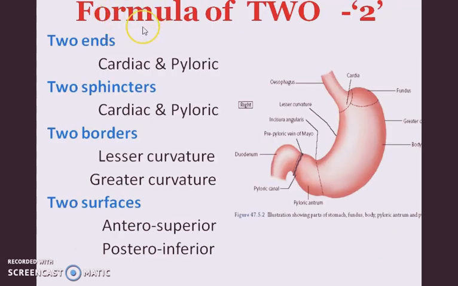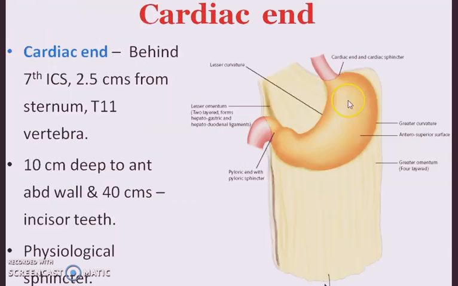External features of stomach can be remembered by a formula of 2. It has 2 ends, cardiac end and pyloric end. It has 2 sphincters: cardiac sphincter located at cardiac end and pyloric sphincter located at pyloric end. It has 2 borders: lesser curvature which is the right border, and greater curvature which is the left border. It has 2 surfaces, antero-superior surface and postero-inferior surface.